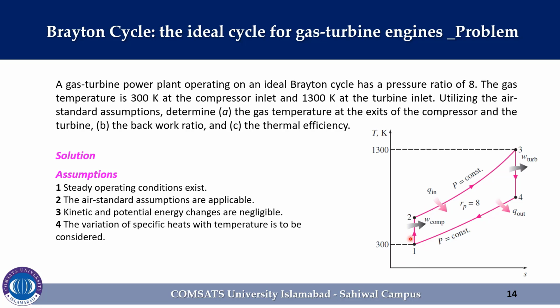So here, process 1 to 2 is the isentropic compression process, so the entropy is constant during this process. Process 2 to 3 is the constant pressure heat addition process. Process 3 to 4 is the isentropic expansion process in a turbine, and process 4 to 1 is the constant pressure heat rejection process.